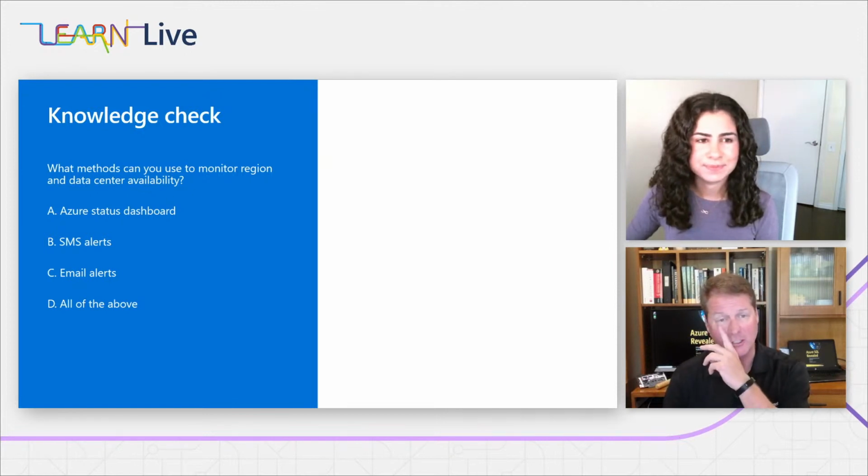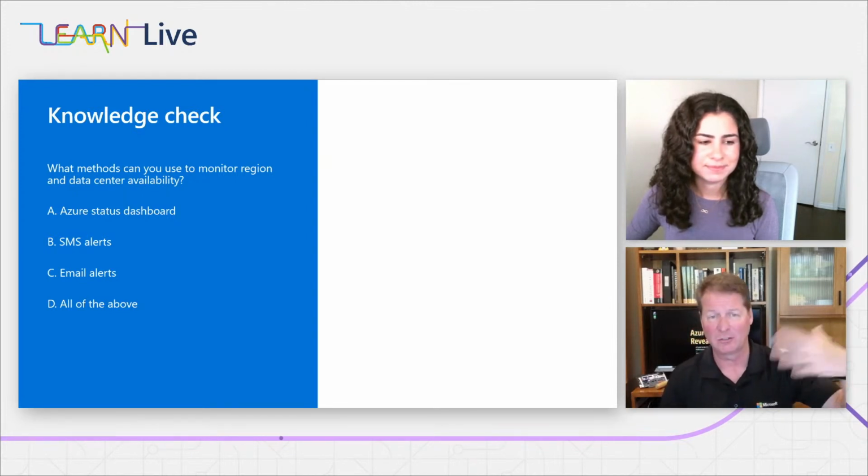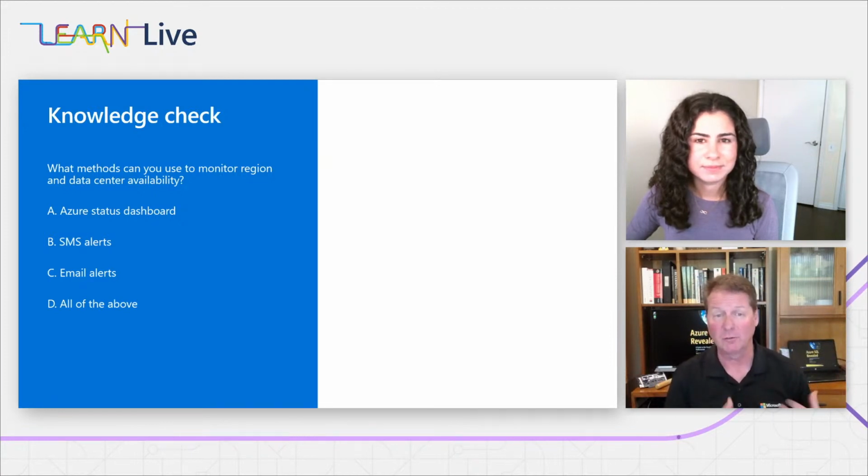Well, we did say that the Azure dashboard has the ability, and we focused on the fact that it's about region and data center availability. So you have that, but we also said you can get alerted and use feeds, right?